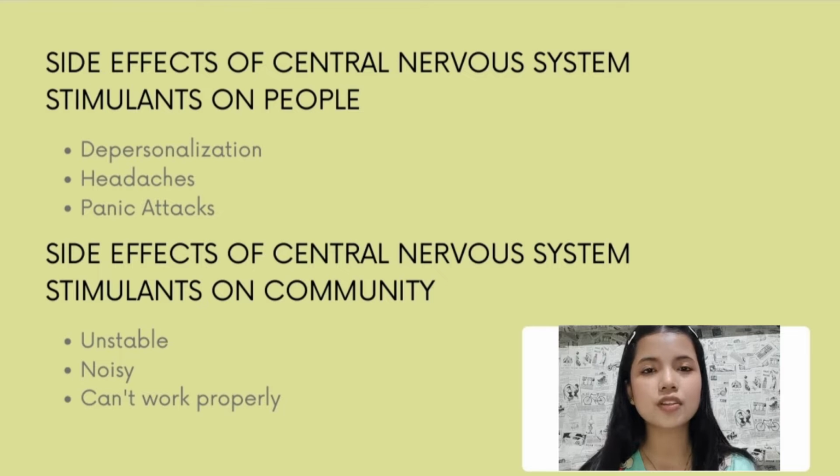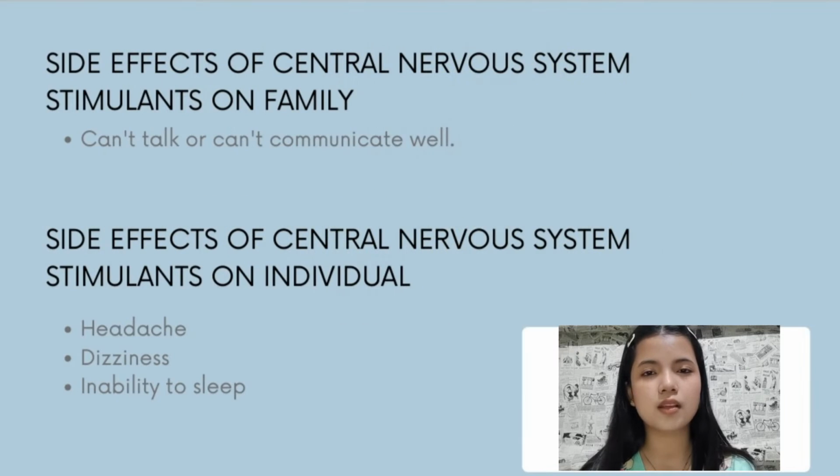Side effects of central nervous system stimulants on people: depersonalization, headaches, and panic attacks. Side effects of central nervous system stimulants on community: unstable, noisy, and can't work properly. Side effects of central nervous system stimulants on family: can't talk or can't communicate well.